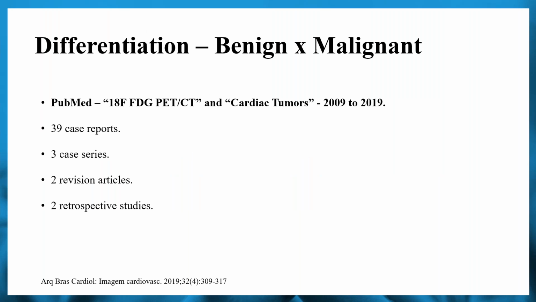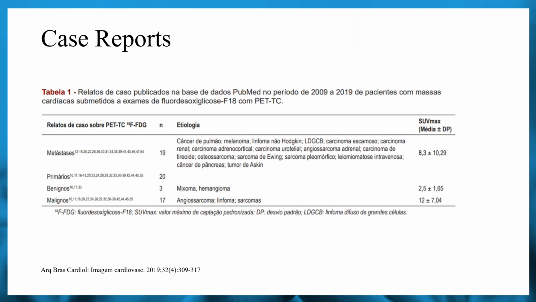So on the matter of the differentiation between the benign tumors and the malignant ones, we performed research on the PubMed databases using the terms FDG PET-CT and cardiac tumors from 2009 to 2019. And we came up with 39 case reports, 3 case series, 2 revision articles, and 2 retrospective studies. These are the case reports. We organized them in this table, the 39 case reports.